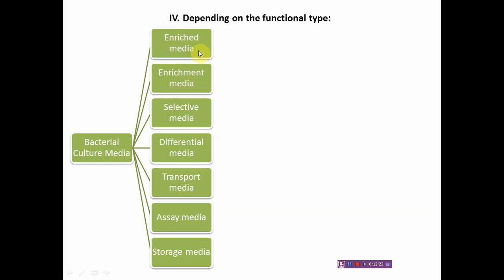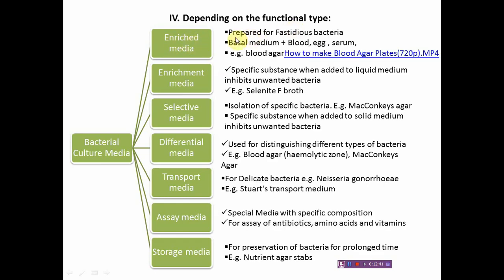Enriched media is the medium which is enriched by adding complex ingredients from natural origin, such as blood, milk, serum, yeast extract. Blood agar is an example of enriched media. These enriched media are prepared for fastidious bacteria. Basal media is combined with blood, egg, serum, and we prepare the enriched media.